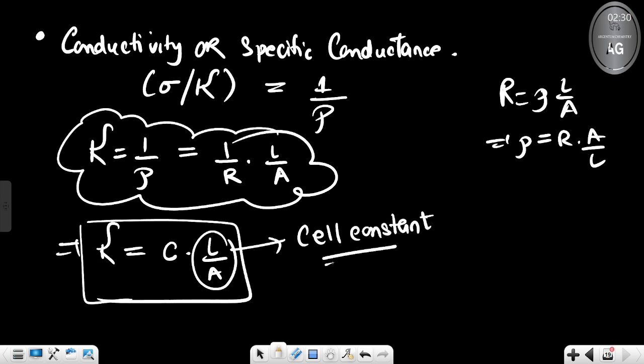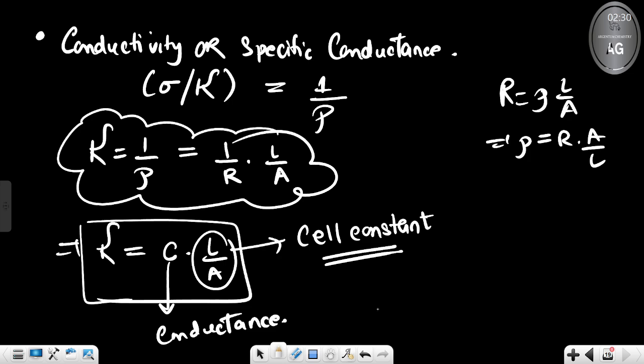For a cell, this L by A value will always be a constant. This will be called the cell constant. C will be called my conductance, which you just found in the last one. Clear? So whenever you are going to find the value of kappa, use the data given in the question accordingly. Clear?